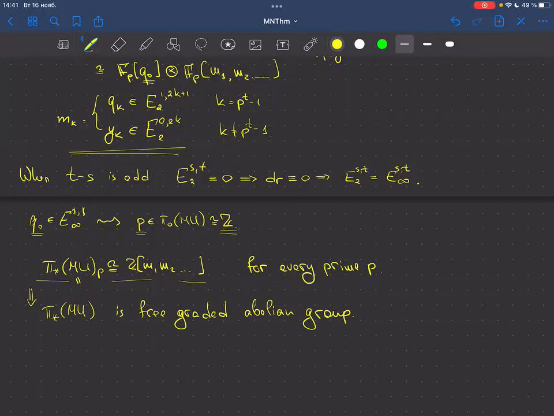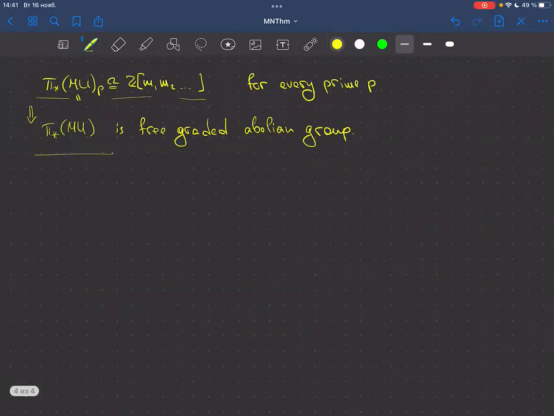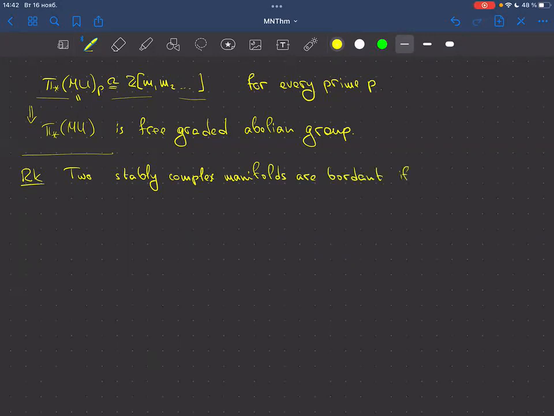And maybe this is a very good point to take a step aside and give a remark here, that at this point we can already prove that two stably complex manifolds are cobordant if and only if they have the same Chern numbers.